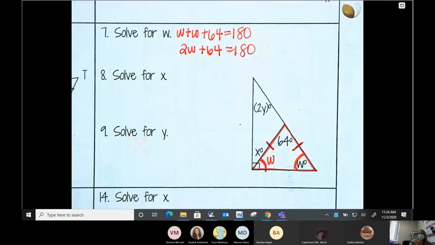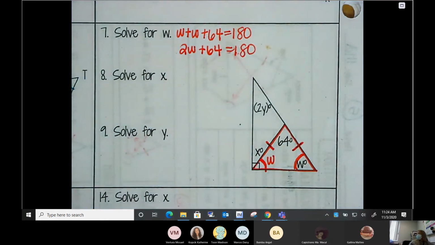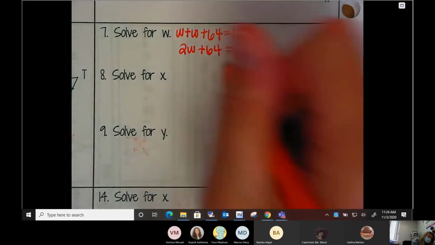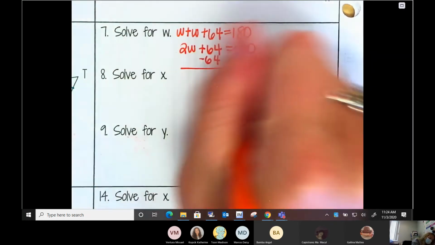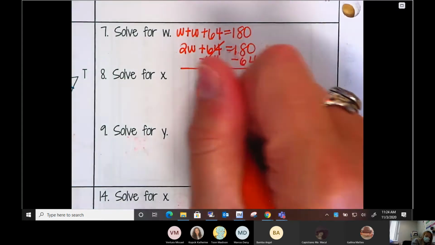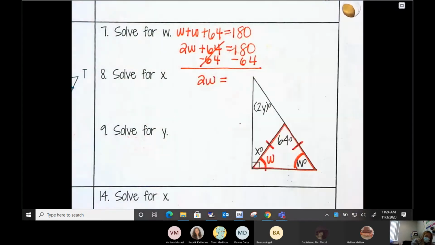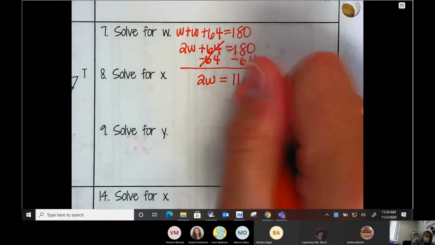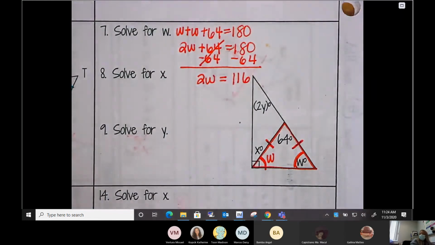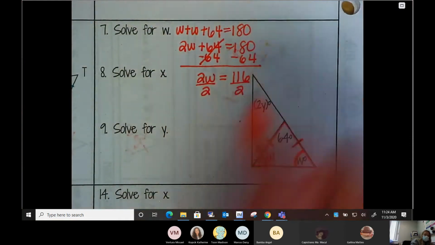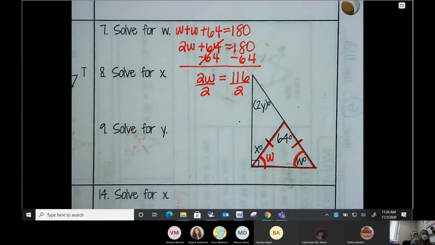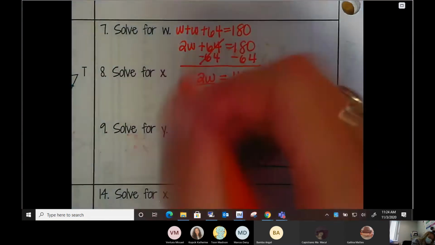All right, what do I do next? Subtract the 64. I get 2W equals 116. And what's my last step? Divide by 2. What do I get for W? 58 what? Degrees. Yep.